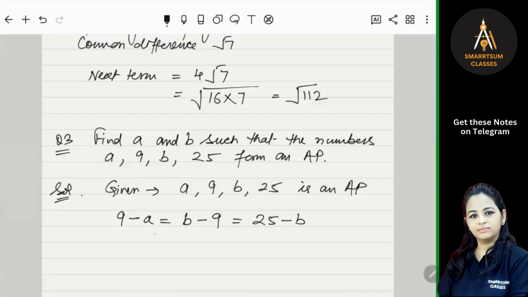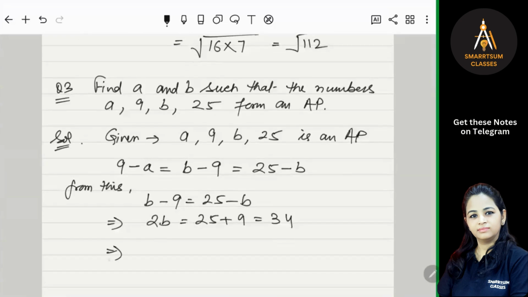So now from this, considering this B minus 9 is equal to 25 minus B, right? Means 2B is equal to 25 plus 9, which is 34. Getting it? Okay. So B should be equal to 34 by 2, that is 17. Okay. So in this way, we have got the value of B, the third term, right?